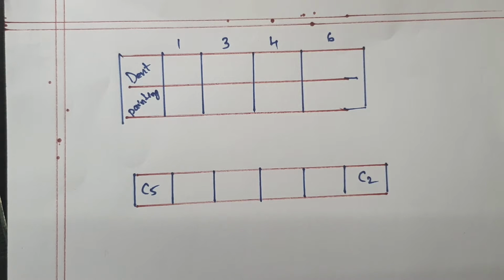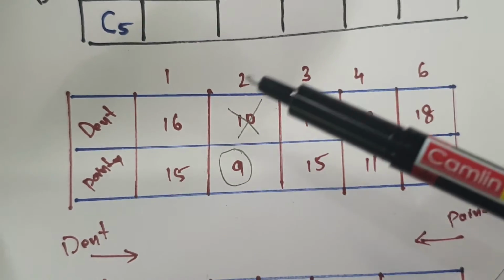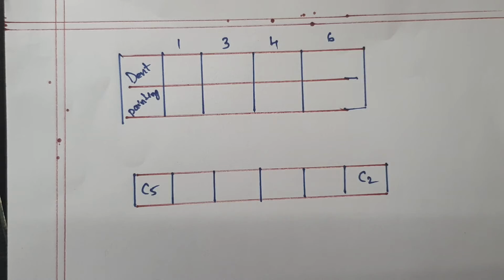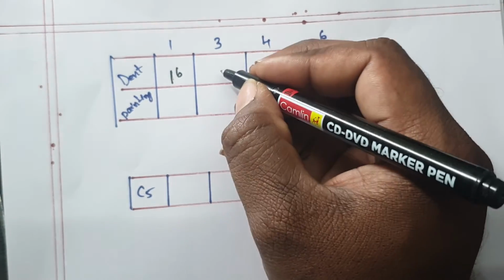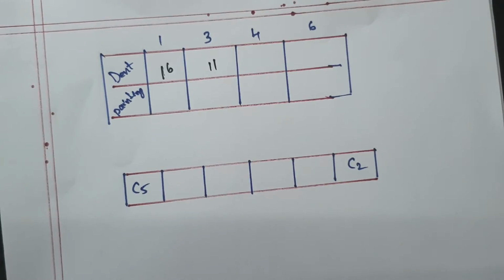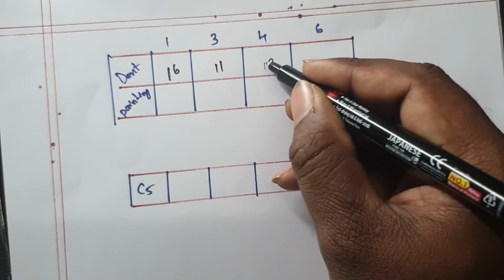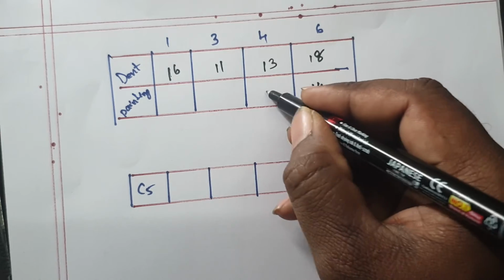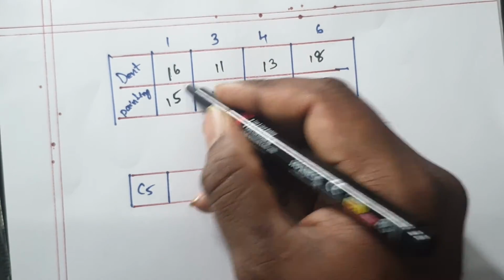Again you have to write the denting and painting. You have to remove the second column, this column. Whatever remaining terms are there, you have to write. First one is 16, then 11, then 13. Next one is 13, then 18, and this one is 14, then 11. Then this one is 15 and this one is also 15.